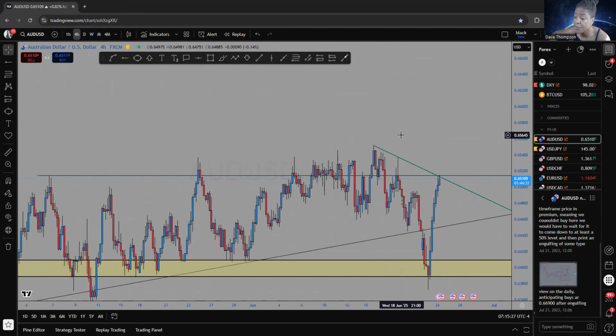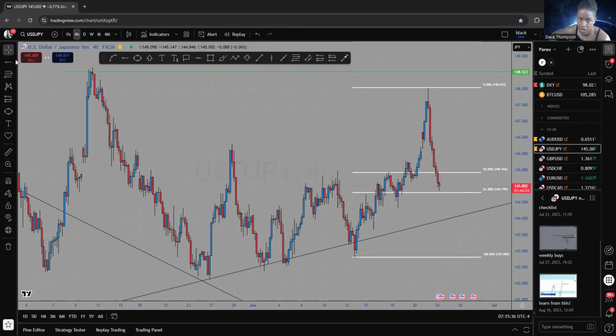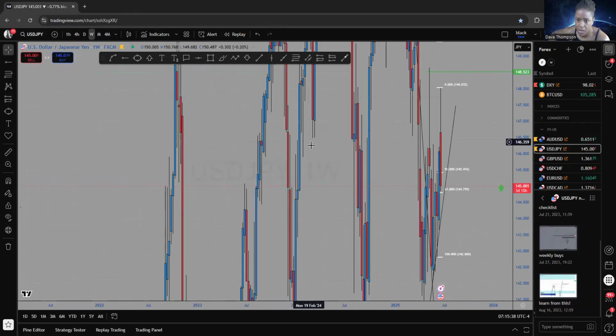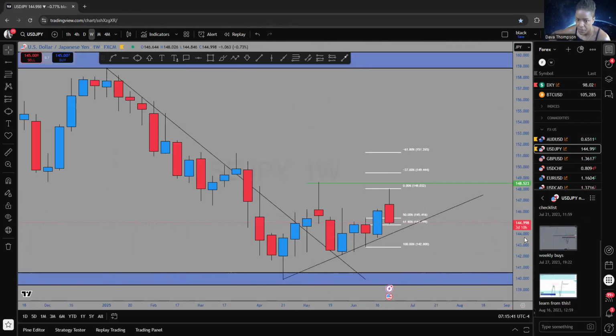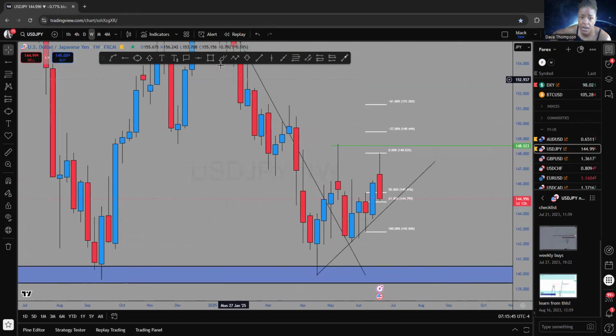So if price were to continue bullish on the dollar, I think AU could drop, UJ could fly, right? Because look at UJ's price action on the weekly. I've been staring at this, looking at it dead.